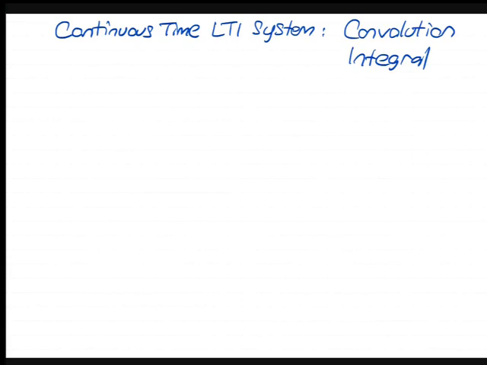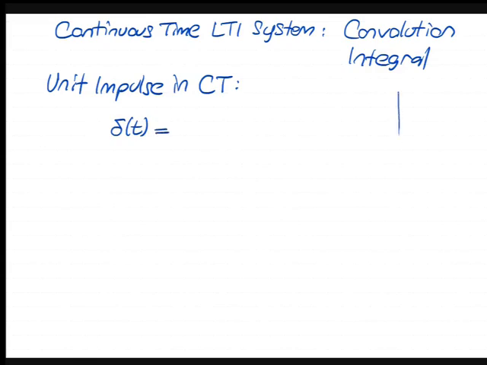Alright, so what is the unit impulse in continuous time? CT means continuous time when I use the abbreviation. Well, the notation is the same. At least the good news is the notation doesn't change. Instead of delta of n, I have delta of t. But how do I define it? Well, the definition is as follows. Start with something like this.